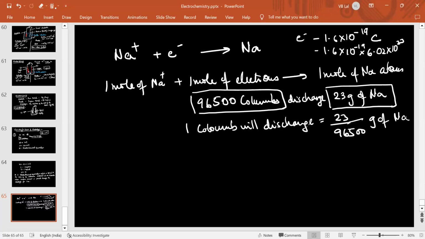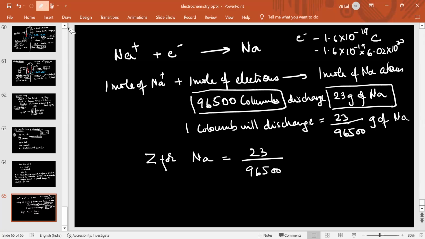The mass which is discharged by 1 coulomb of charge is the electrochemical equivalent. So Z for Na is equal to how much? 23 divided by 96500. The unit will be grams per coulomb. So I will just leave it at 23 divided by 96500, grams per coulomb.